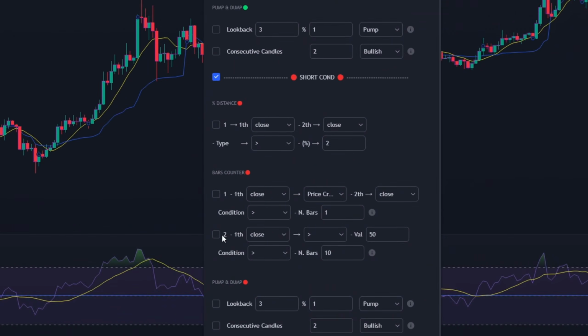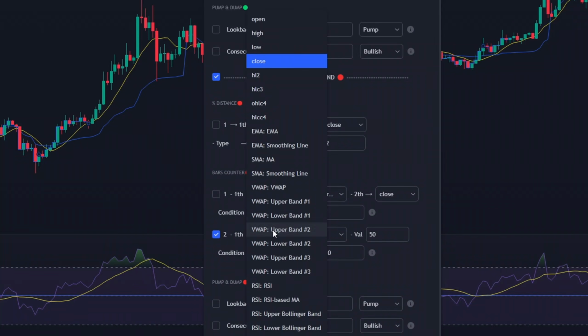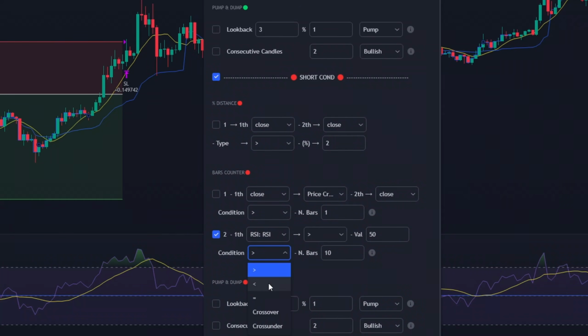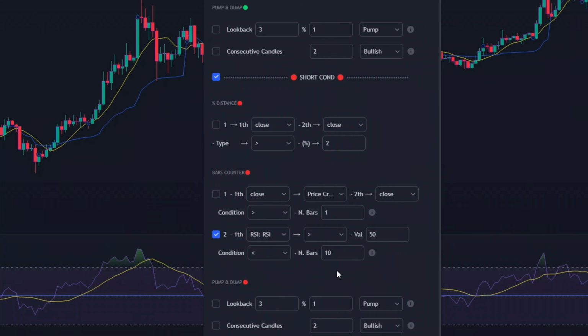We go in the short condition section, we turn on the signal. Let's select RSI. For a short position it must be greater than 50. And the number of bars will be exactly the same as previous. So we need the condition to be true within the last 10 bars.